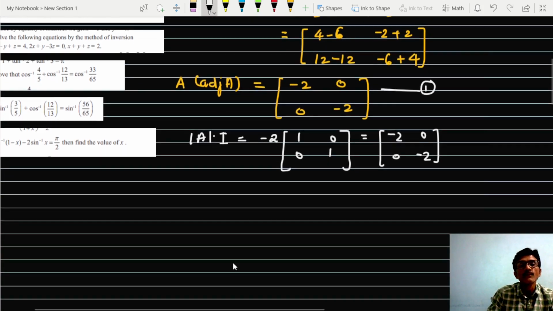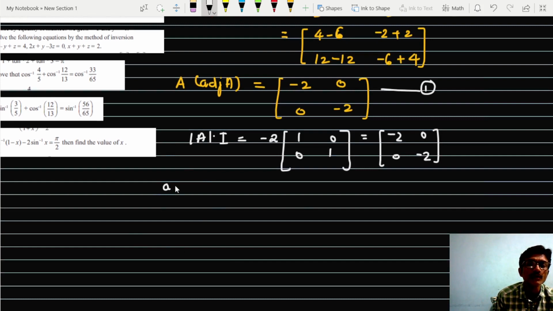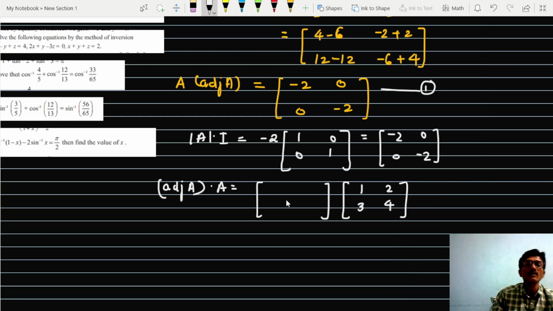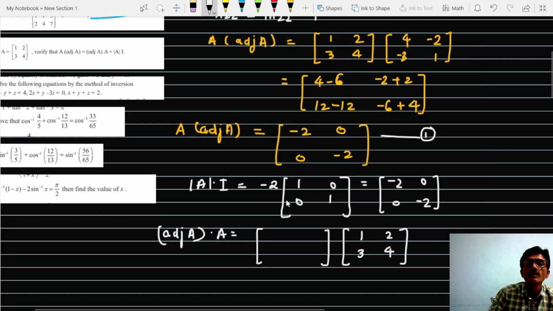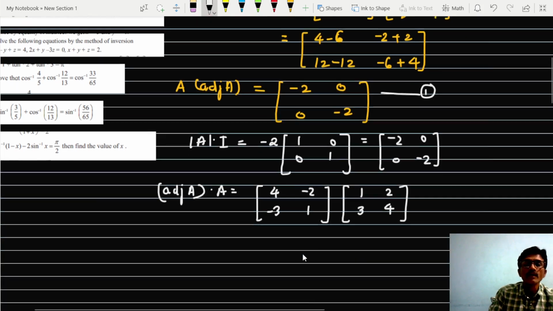Now similarly we multiply adjoint of A. In general matrix multiplication is not commutative, so we will multiply adjoint of A into A. Here A matrix is 1 2 3 4, and adjoint of A is 4 minus 2 minus 3 1. This is the adjoint. Now let's check.